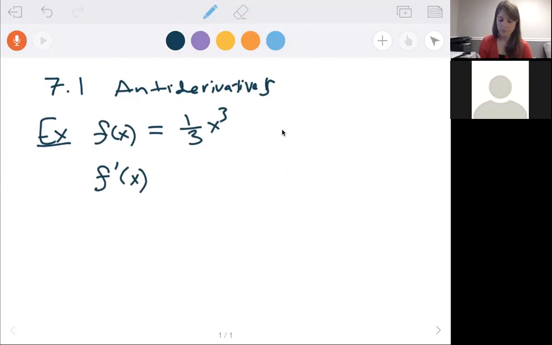Let's just take a minute and break our power function f apart a little bit. We have a constant of 1/3, and then we have that multiplied by x cubed. If we just have x cubed, the derivative would be 3x squared. But we need to make sure we multiply by that constant. So shortcut, if we bring that 3 in front and multiply, the 3 times 1/3 gives us 1, and our derivative is going to be x squared.